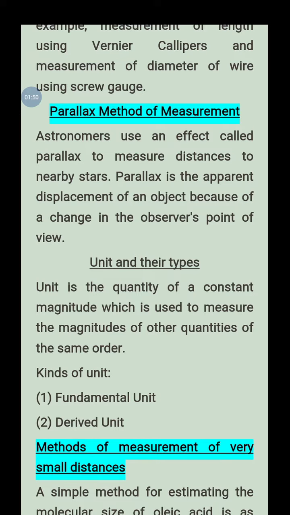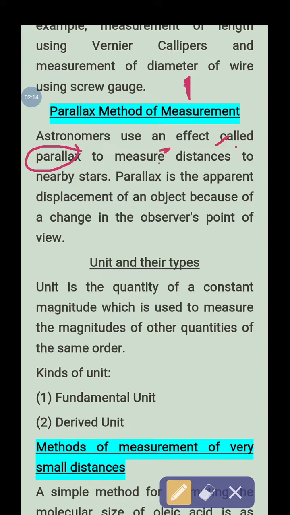There is the parallax method of measurement. It is used by astronomers. First of all, we have to learn what parallax is. Look, this is a candle, right? You see it with both eyes, then close one eye and look again. Then you feel some difference in its position. That shift in position is parallax.